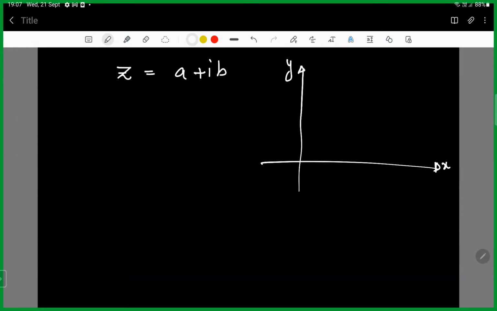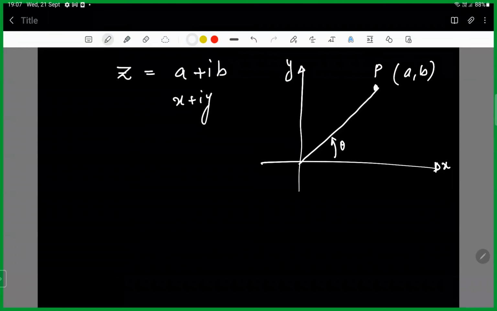Yesterday I also wrote it as x plus iota y, and I told you it's a point at some angle. Let's say this angle is theta, and this point can be represented as an ordered pair (a, b) or (x, y). Okay, that's the geometrical meaning.